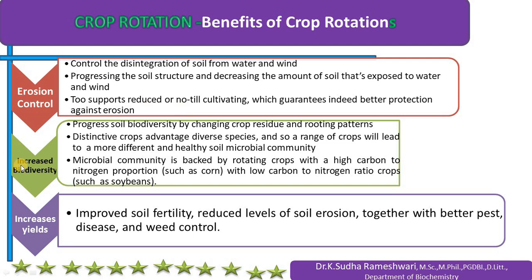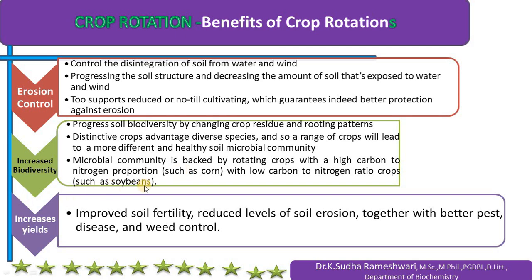Next is the increased biodiversity. Crop rotation helps improve soil's biodiversity by changing crop residue and rooting patterns. Distinctive crops benefit diverse species, so a range of crops will lead to a more diverse and healthy soil microbial community. Additionally, the microbial community is boosted by rotating crops with a high carbon to nitrogen ratio such as corn with low carbon to nitrogen ratio crops such as soya beans.